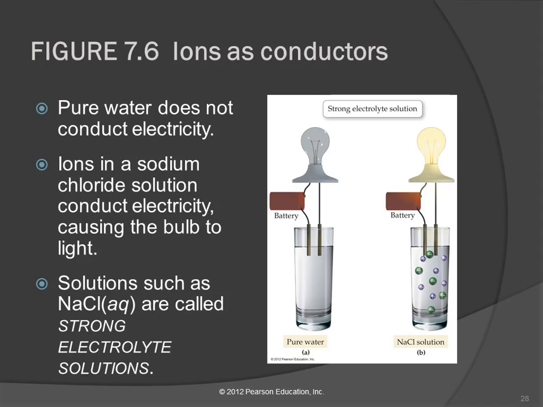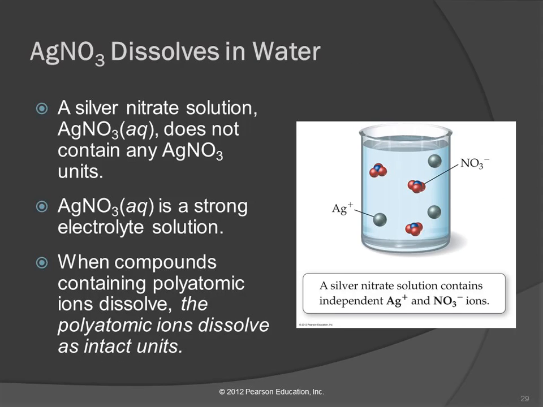So these are called strong electrolytes because you put a strong electrolyte in the water and the light bulb glows strongly. There are also weak electrolytes. You put those in the water and you'll just get a weak glow. We'll talk more about that later.